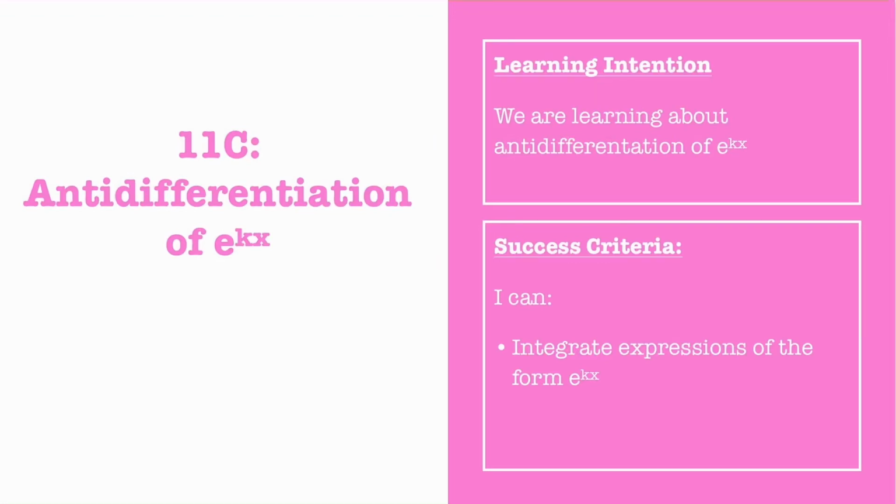11c, actually D. Antidifferentiation of e to the power of kx, that should be D. Seems to be a trend every time we're changing something on this page.